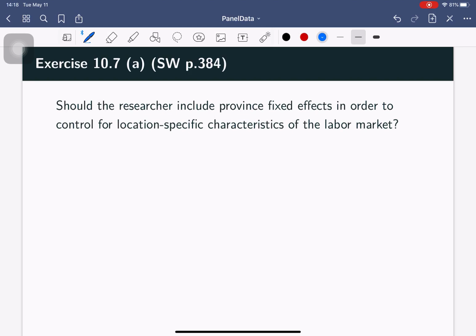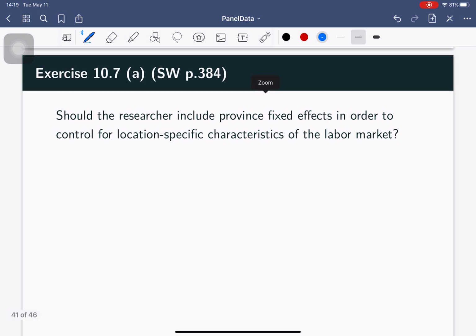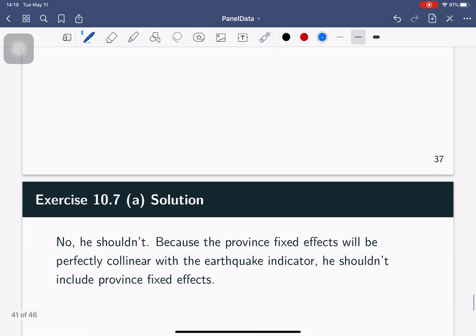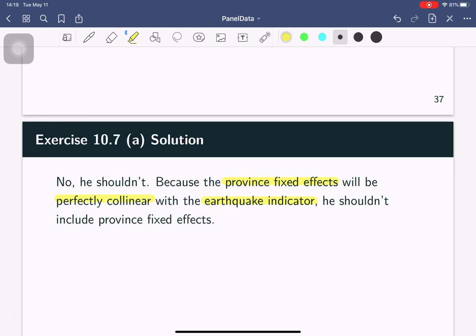Part A. Should the researchers include this fixed effect to control the location for the labor market? Okay, so maybe you should define some. Solution 1 is that you can do it by collecting some information and using programming, and you can find some problem when you run the code. So the answer is no, because this fixed effect will be perfectly collinear with the earthquake indicator, maybe the disaster indicator or disaster dummy variables.